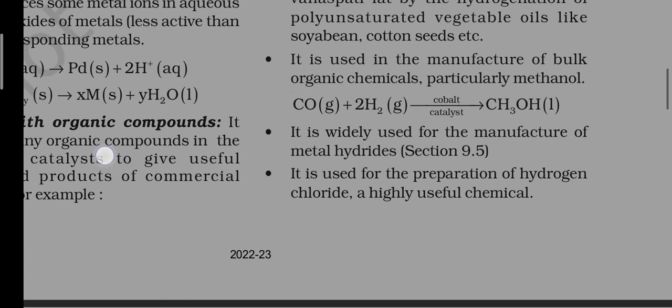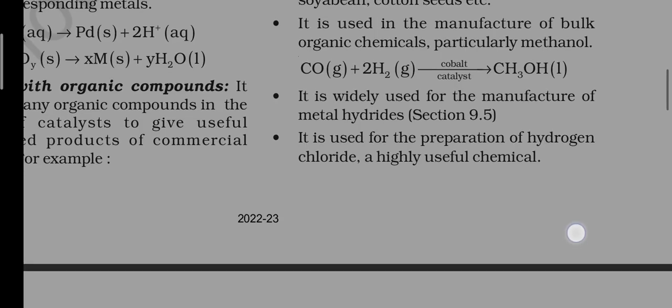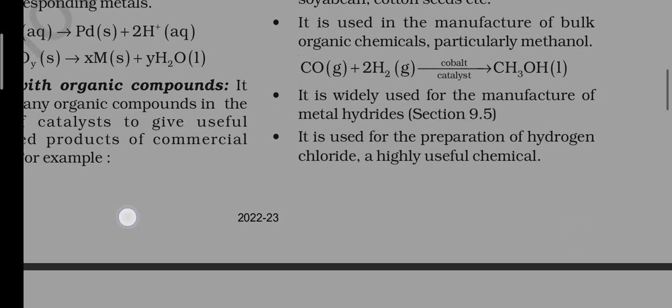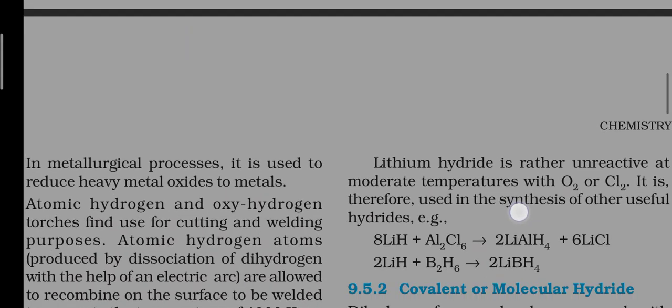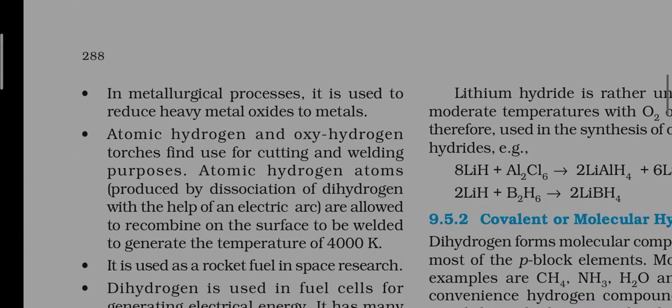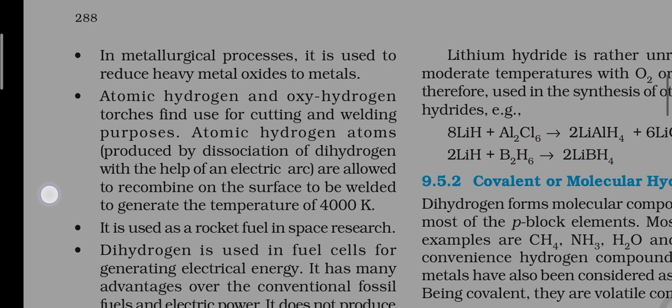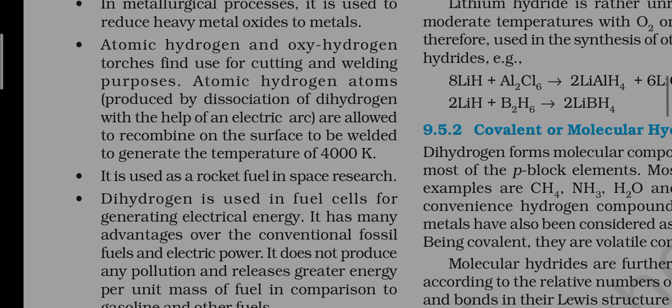It is used in the manufacture of bulk organic chemicals, particularly methanol. It is widely used for the manufacture of metal hydrides. It is used for the preparation of hydrogen chloride, a highly useful chemical. In metallurgical processes, it is used to reduce heavy metal oxides to metals. Atomic hydrogen and oxyhydrogen torches are used for cutting and welding purposes.